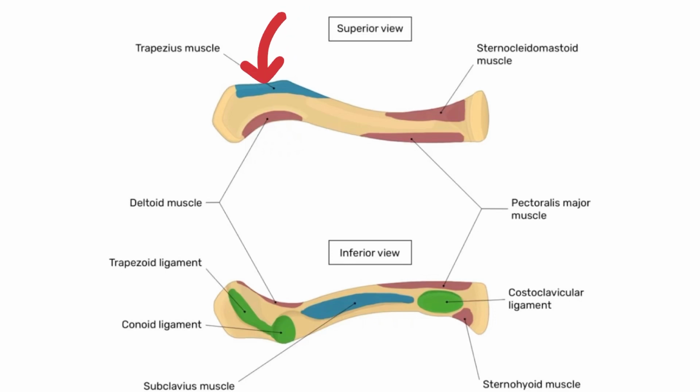As you can see, that is the lateral one-third of the clavicle. Then let's talk about the deltoid. The deltoid originates because it is painted red, which shows that it originates. So it originates from the anterior border of the lateral one-third of the clavicle.